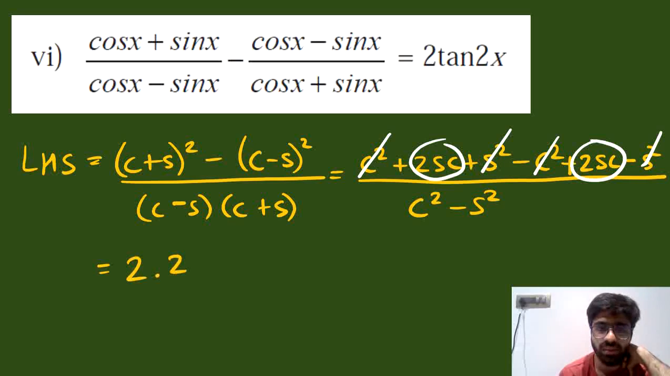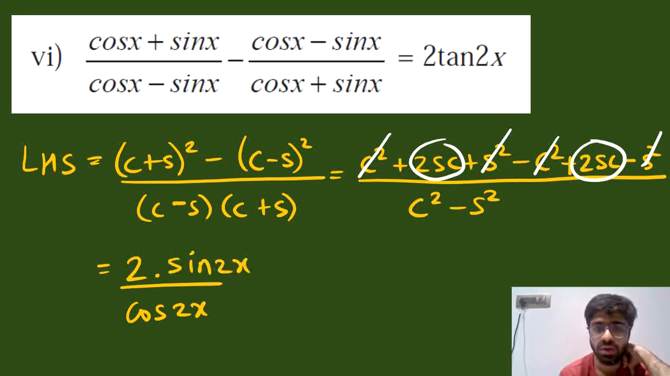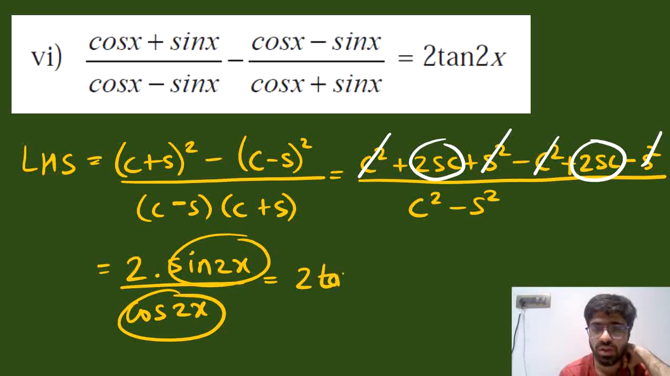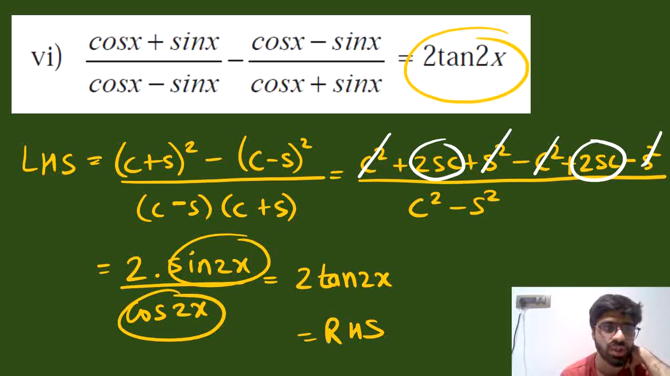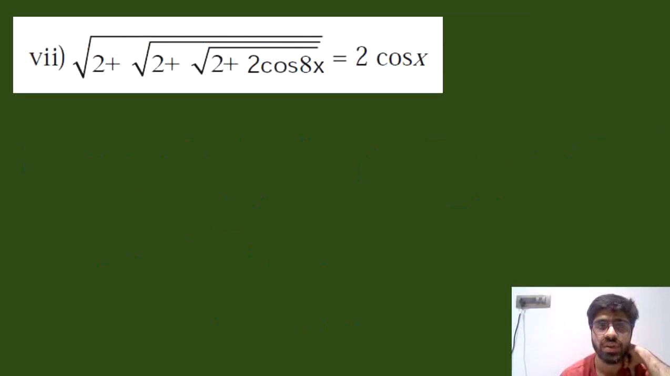Let's write it as 2 times 2 sin x cos x. Cos square x minus sin square x is going to be cos 2x, and 2 sin x cos x is basically sin 2x. So sin 2x upon cos 2x, that gives you tan 2x. So this is 2 times tan 2x, which is what you have on the right hand side, and that is how you are proving the sixth question. Go ahead with the seventh one.